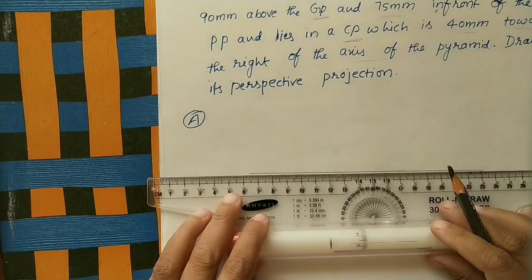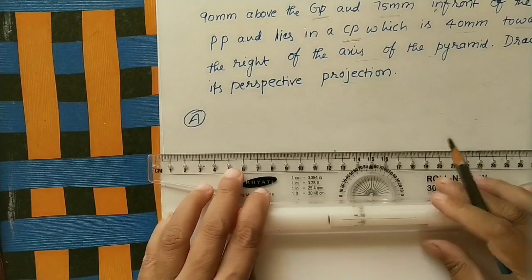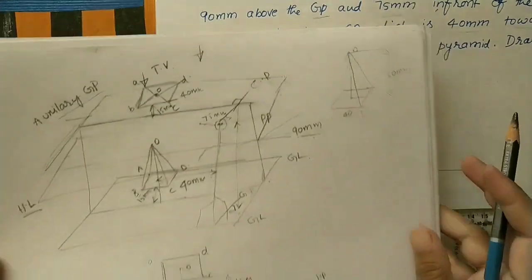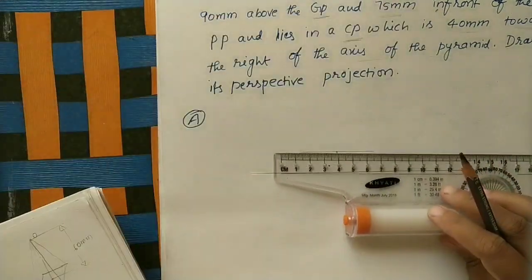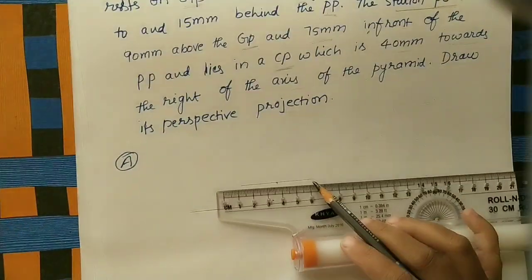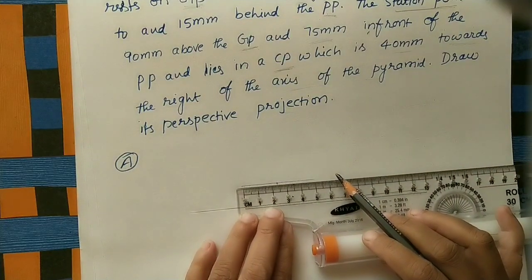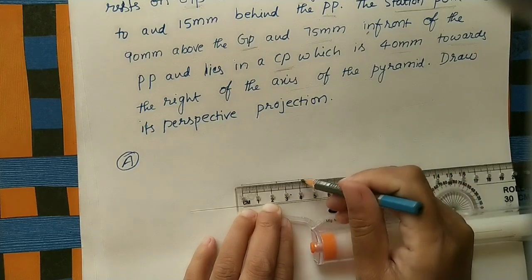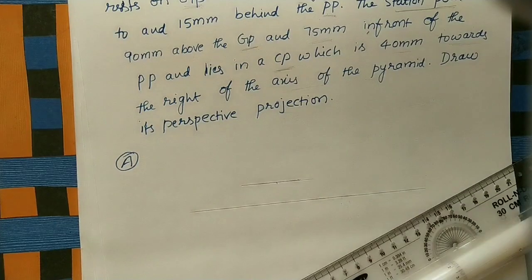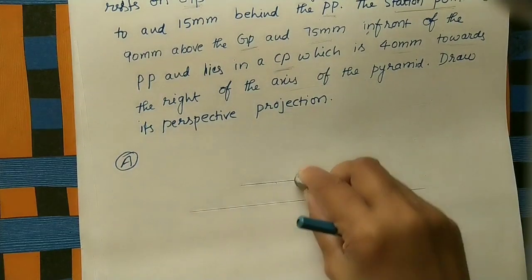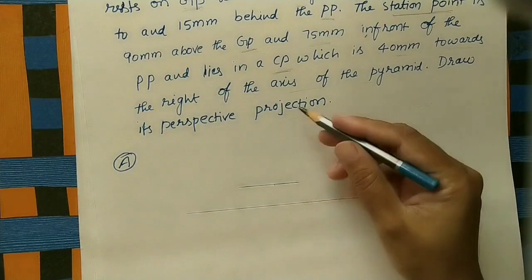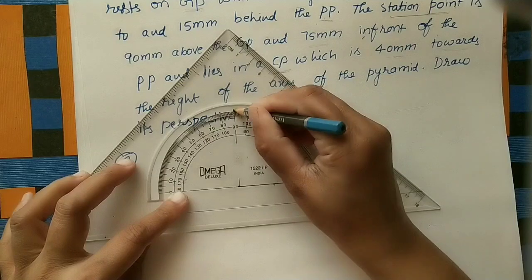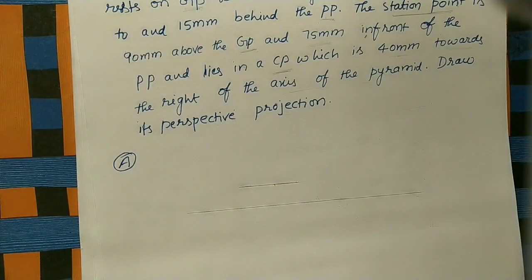Initially I am using a roll scale for drawing the parallel line. Draw one line. How much is the square side? The square side is 40 mm, so 4 centimeter. Let us take 4 centimeter on it. Make it dark. Remove the extra line and take 90 degrees. So in this direction, 4 centimeter.